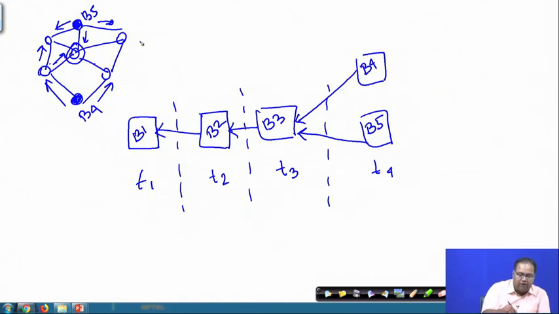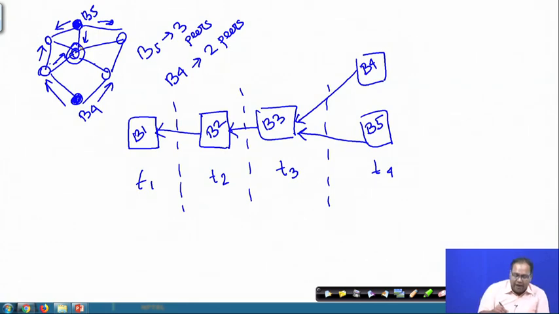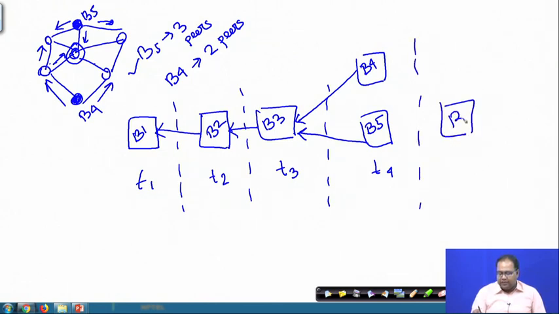So, say it has received B5 from 3 peers and it has received B4 from 2 peers, then this miner will accept the block that it has received from the maximum number of peers and rebroadcast that block. So, that way, the next block, say B6, gets generated, while B5 is now getting propagated.